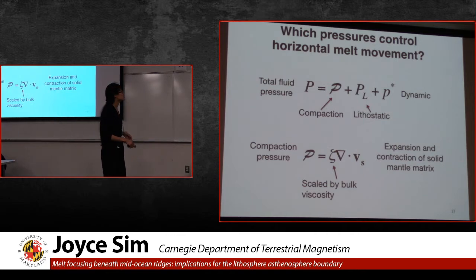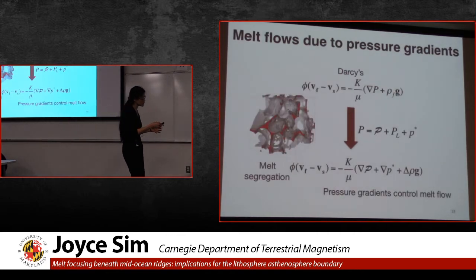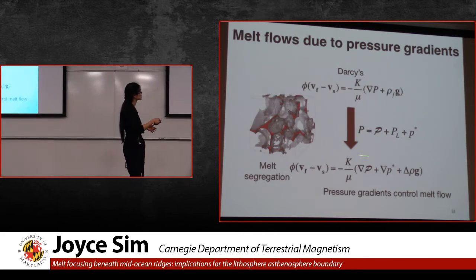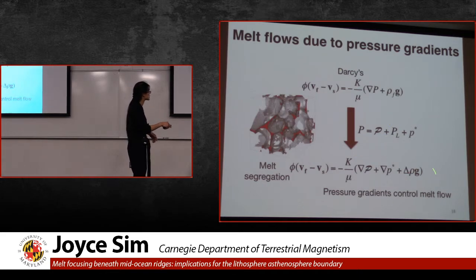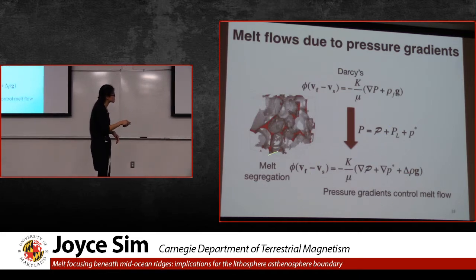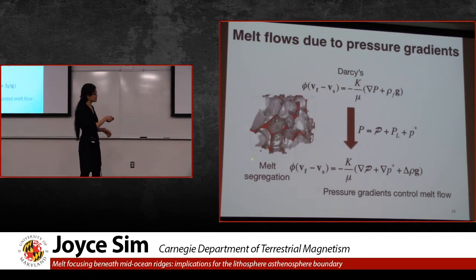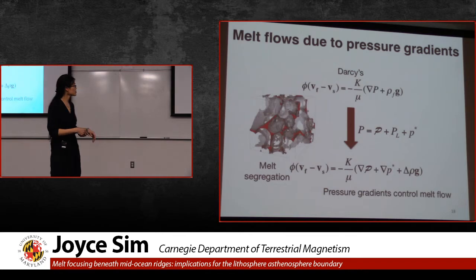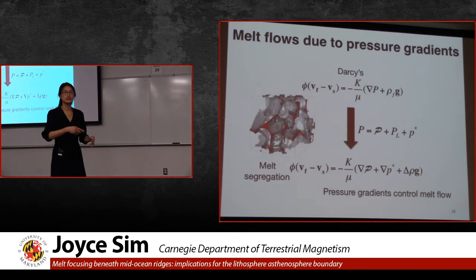So now when we put this pressure decomposition back into this Darcy flow, you have that melt segregation, which is, again, the melt fraction, and the fluid velocity Vf and the solid velocity Vs. And that's pushed by all these different pressure gradients here. And we'll revisit this down the road.